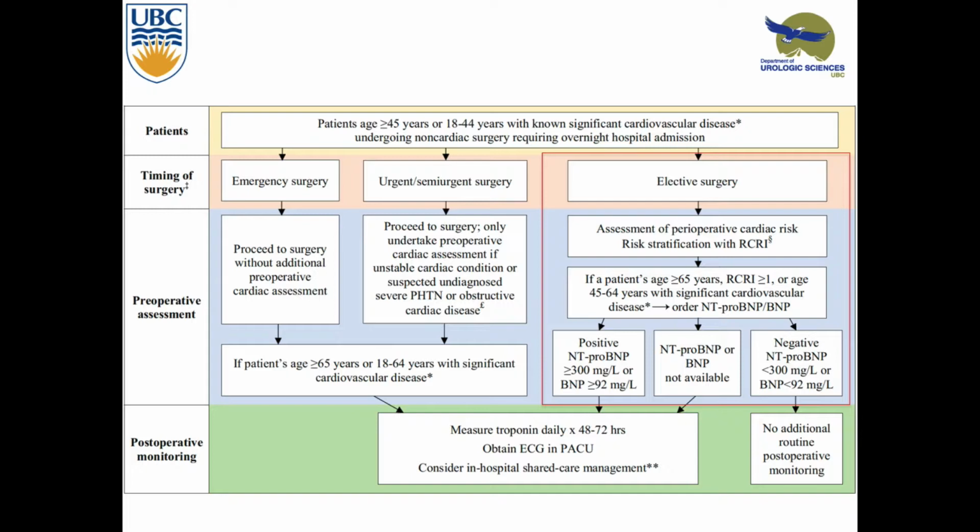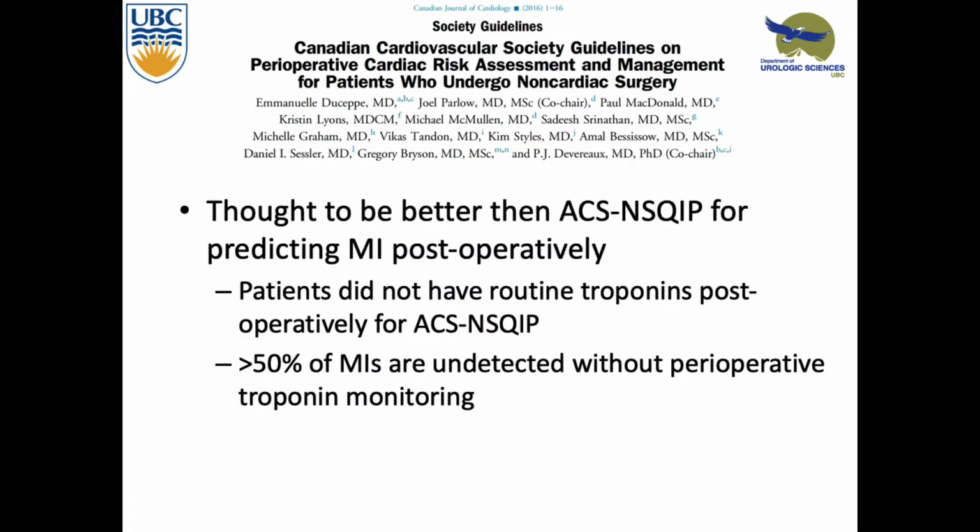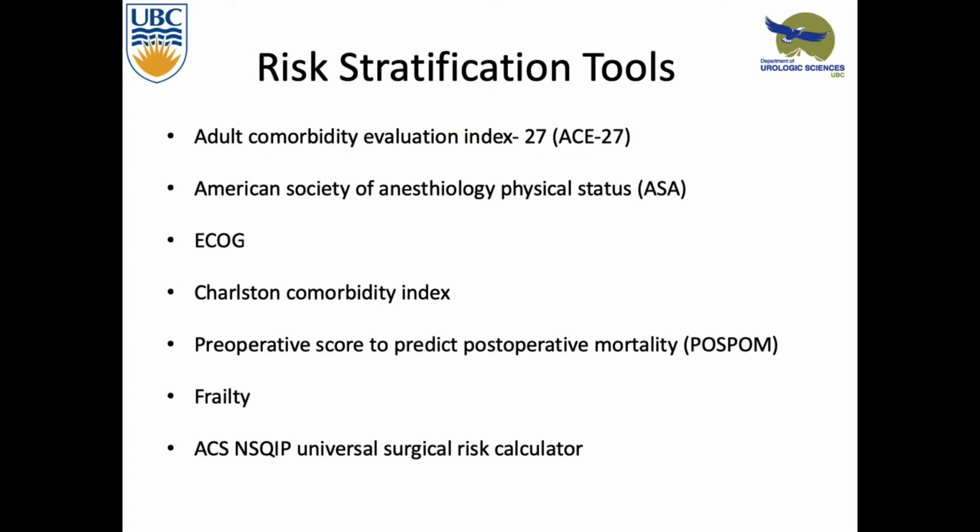Most of our patients are over 65, so basically every single patient is most likely going to be getting this. What it's been good for is it's thought to be better at predicting myocardial infarction post-operatively compared to another good risk stratification tool, which we'll talk about later, the NSQIP risk calculator. They say that's better because NSQIP didn't look at drawing troponins post-operatively, and 50% of patients who have an MI have a silent MI in the post-operative period.